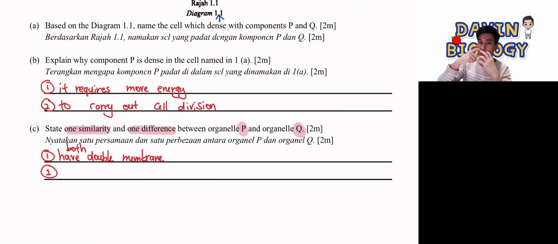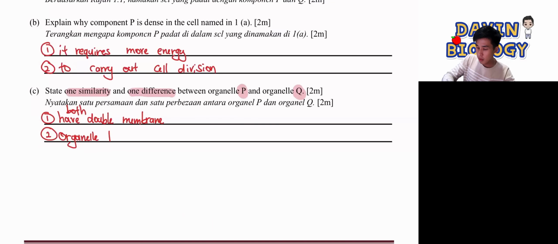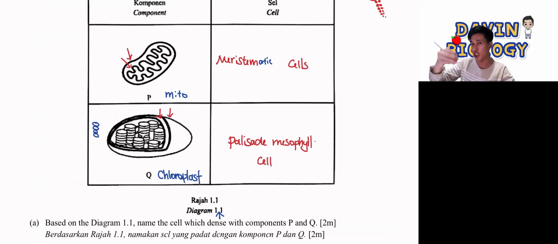The difference is basically the function. This one, the difference is mainly talking about the function of the chloroplast and mitochondria. So organelle P, which is your mitochondria. These two organelles carry out opposite processes. In living things, these two processes are actually reversed. Now we know mitochondria generate energy, but what's the process of generating energy?